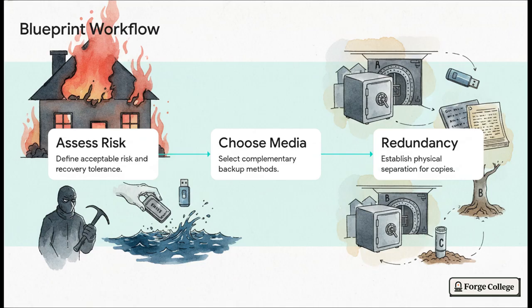What are you actually protecting against? A house fire, a targeted theft, or just accidentally dropping your hardware wallet in a lake? Step 2. Choose your backup media based directly on that specific threat model. And Step 3. Establish physical redundancy and segregation. Never, ever keep all of your copies in the exact same physical location. I mean, if the house burns down, you lose your primary device and your backup simultaneously.